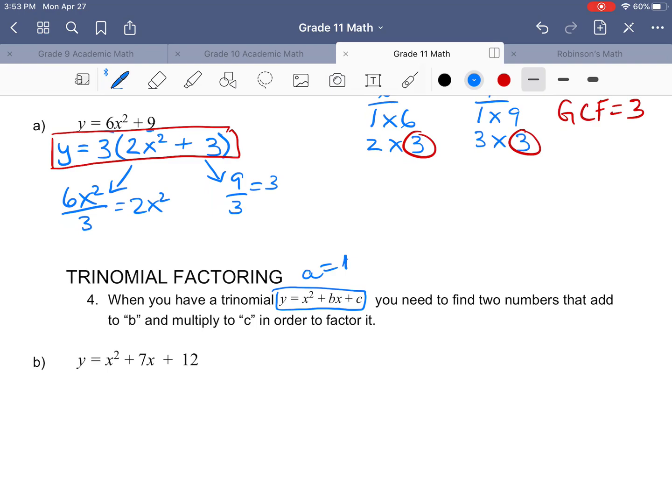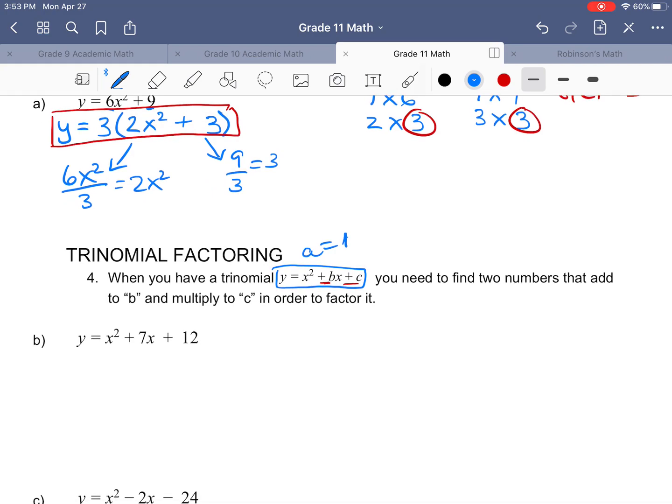So when we do trinomial factoring, we need to find 2 numbers that add to b, so here's b right here, and multiply to c, and this helps us to factor it. So what we do in this case is we identify b and c first, and here's our example. Y is equal to x squared plus 7x plus 12, and we have b is positive 7 and c is positive 12. Okay, so we've identified b and c. Now we need to find 2 numbers that add to give us 7 and multiply to give us 12.